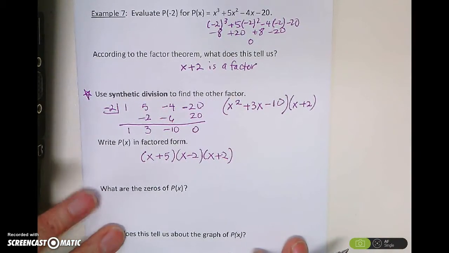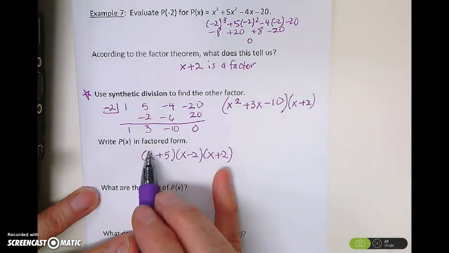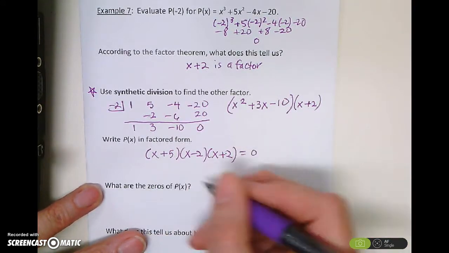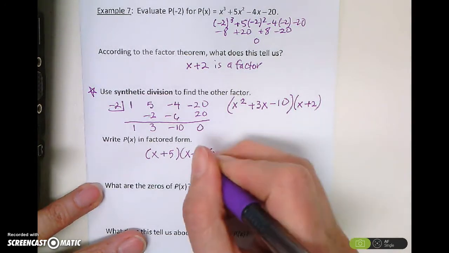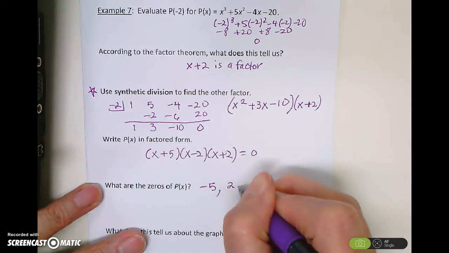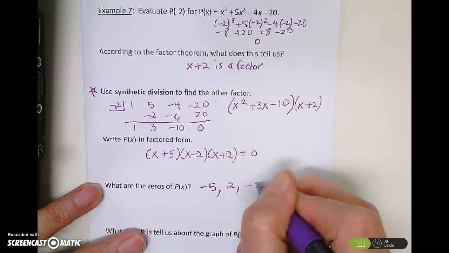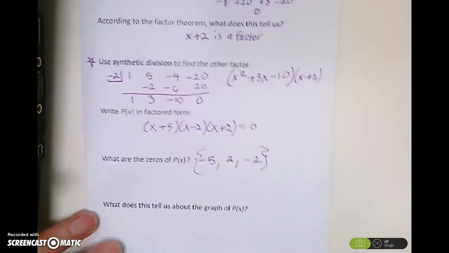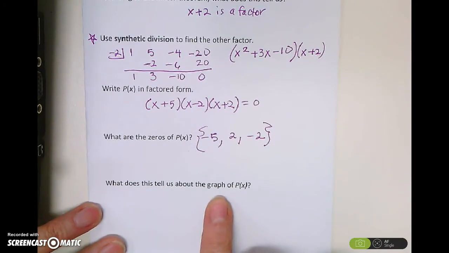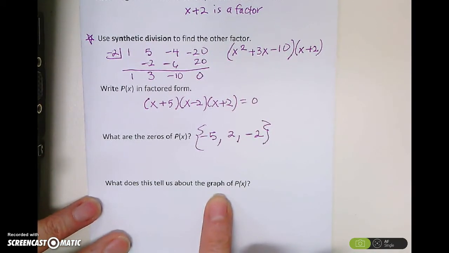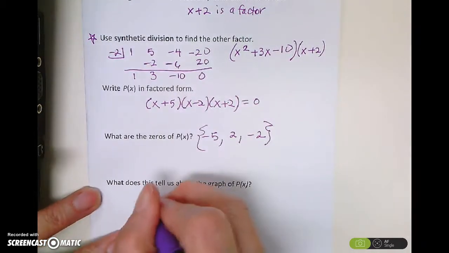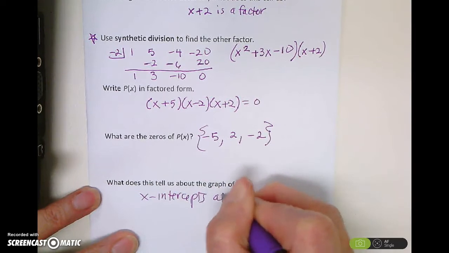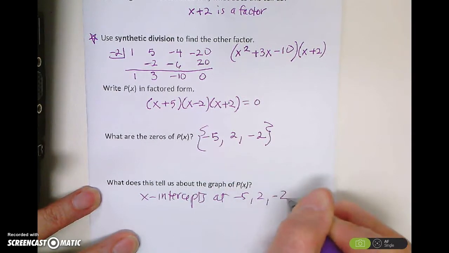So what are the zeros of p of x? Well, the zeros are what makes these equal to 0. So if I set this equal to 0, x plus 5 would give me negative 5, x minus 2 would give me positive 2, and x plus 2 would give me negative 2. So those are my zeros. What does this tell us about the graph? Remember from last set of notes? That means that we have x-intercepts at negative 5, 2, and negative 2.